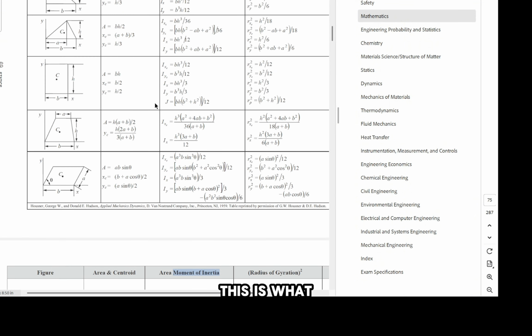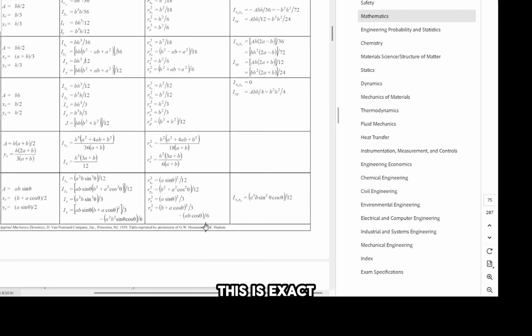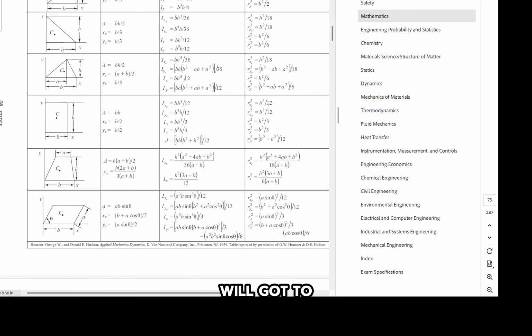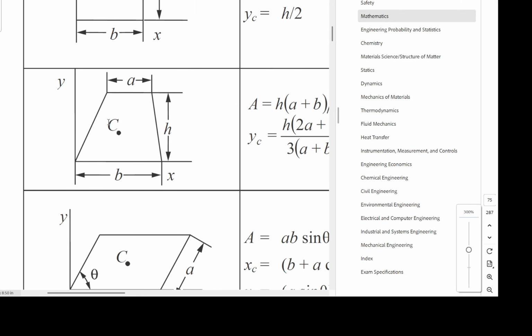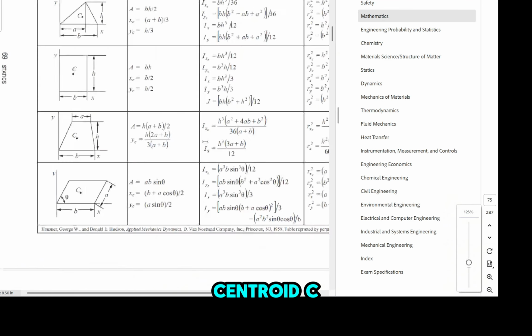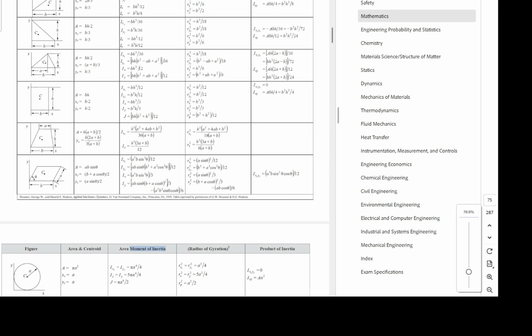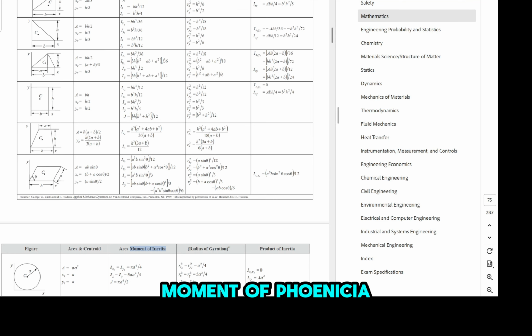Here you go. This is what I'm talking about, guys. This is the exact page that you have to be on. This is page number 69 in the statics section. Got it? So that is where we get to see our dear trapezoid. Here you see the breadth B, height H, and small length A, centroid C, x-axis and y-axis. And we also see area and centroid, area moment of inertia formulas, radius of gyration and product of inertia.